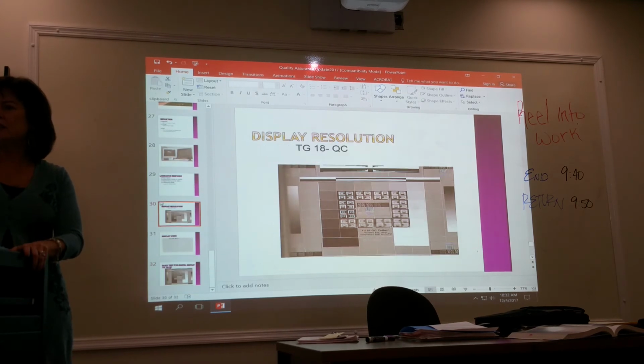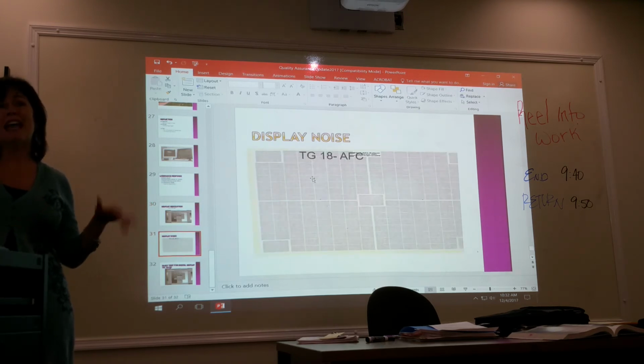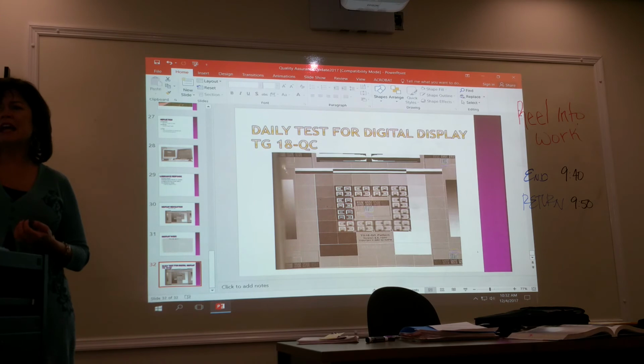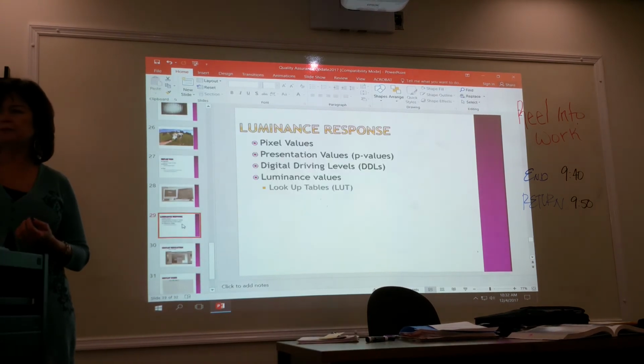So again, the task group 18 quality control pattern is used a lot. Here's another one. It's still task group 18, just a different pattern for noise. They have lots of different patterns, but again, task group 18 is the one that we use for our digital display to look at.